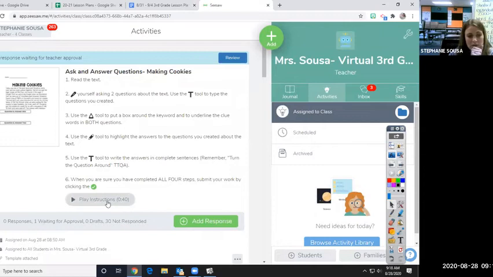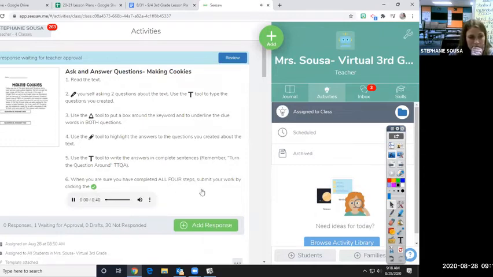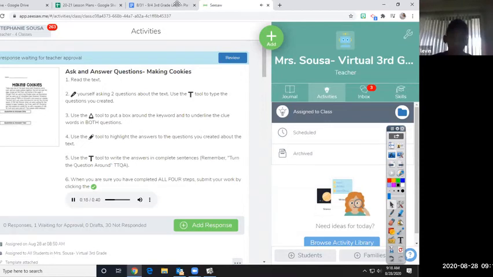Let's listen to the directions. Read the text. Use the mic tool to record yourself asking 2 questions about the text that have explicit answers. Use the label tool to type the questions you created. Use the pencil tool to put a box around the keyword and underline the clue words in both questions. Use the drawing tool to highlight the answers to the questions you created about the text. Use the label tool to write the answers in complete sentences. Remember, turn the question around, TTQA. When you are sure you have completed all 4 steps to attack the question, submit your work by clicking the check.